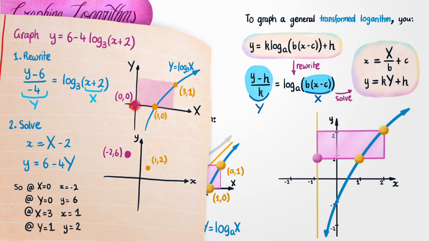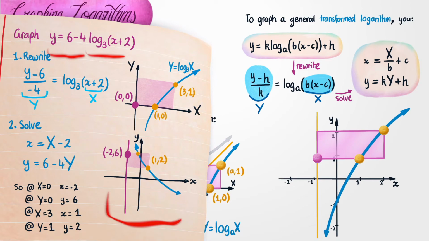Now, just by looking at these 2 points, notice that this graph points up, but this graph points down. So that indicates we've actually flipped the graph in this direction. Now the asymptote is still going to be where the pink point is, so it's still going to be over here. But instead of the graph going up, it's going to go down instead. And now, just like that, we have a graph of y equals 6 minus 4 log 3 of x plus 2.